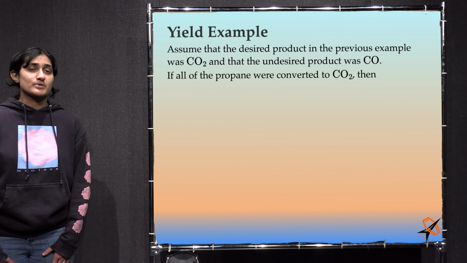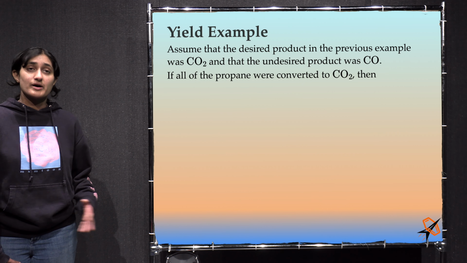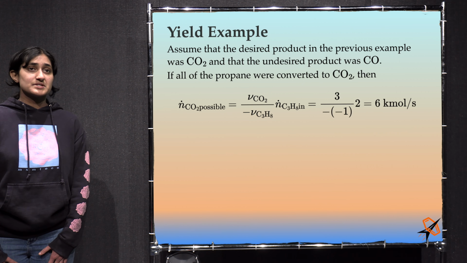For the yield, we'll take the ratio of the actual CO2 produced to the possible CO2. The possible CO2 is calculated by multiplying the propane feed rate by the ratio of the CO2 stoichiometric coefficient to the negative of the propane stoichiometric coefficient. We get 3 over the negative of -1 times 2 kilomoles per second, or 6 kilomoles per second. The actual CO2 flow rate from the example is 4.8 kilomoles per second. The yield is the ratio of 4.8 over 6, giving 0.8 or 80%. We could have gotten the same value from the problem statement.